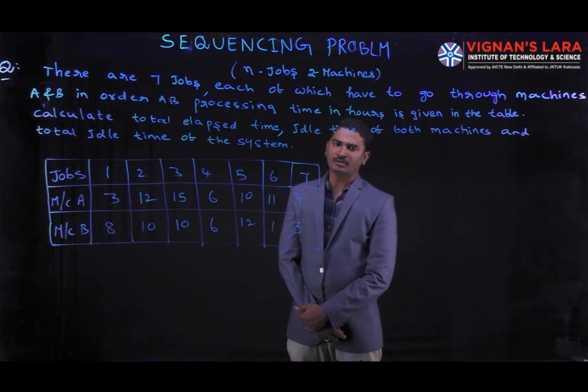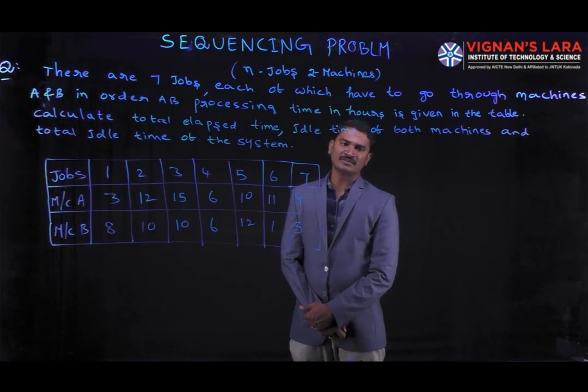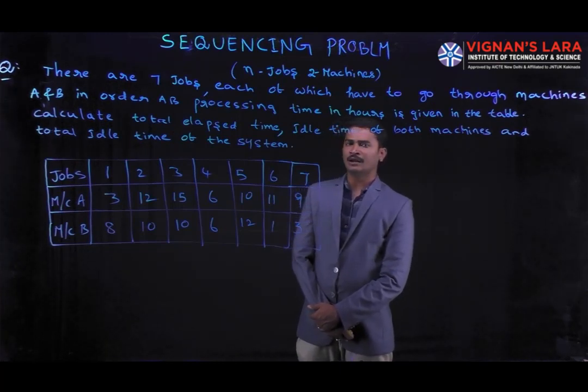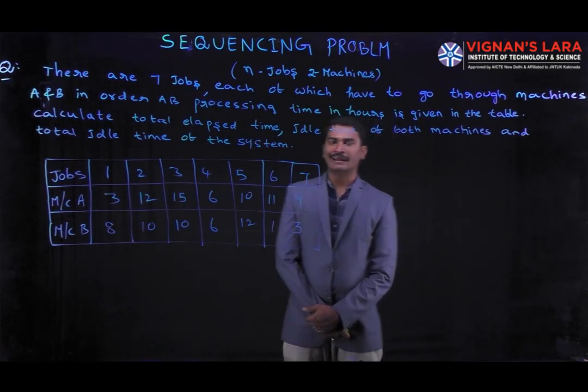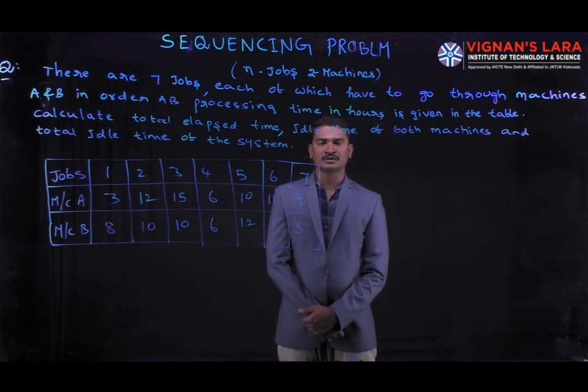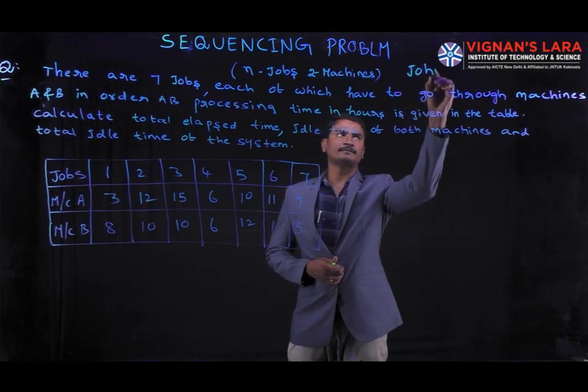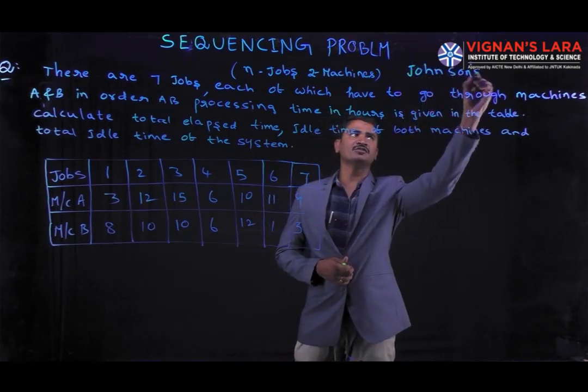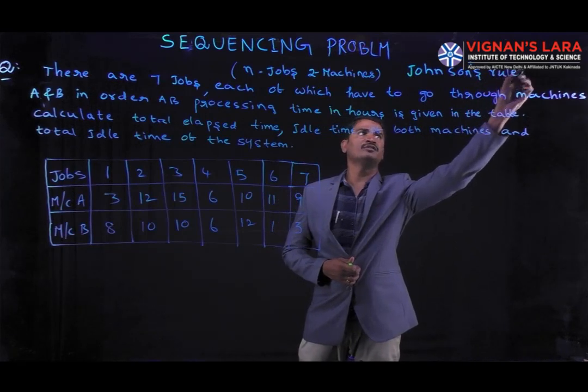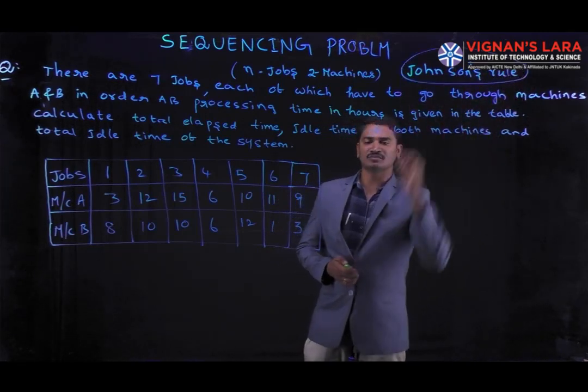Here we have three types of sequencing problems. One is n jobs 2 machines, the second one is n jobs 3 machines, and the third one is n jobs m machines. Coming to n jobs 2 machines, it is also called Johnson's rule. It was invented by Johnson, that's why this problem is called Johnson's rule problem.